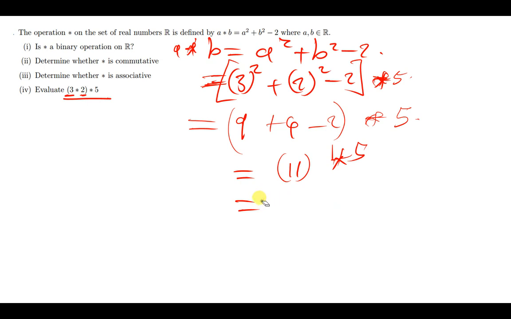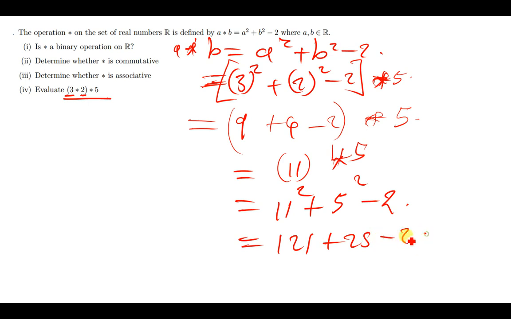So 11 star 5 is simply going to give you, while it's A, we put 11. So this will be 11 squared plus, and while this is B, we put 5. So we're going to have plus 5 squared minus 2 there. So we are going to have 121 plus 25 minus 2. 121 plus 25 is 146, minus 2 gives us 144. So this is how you simply solve such questions.